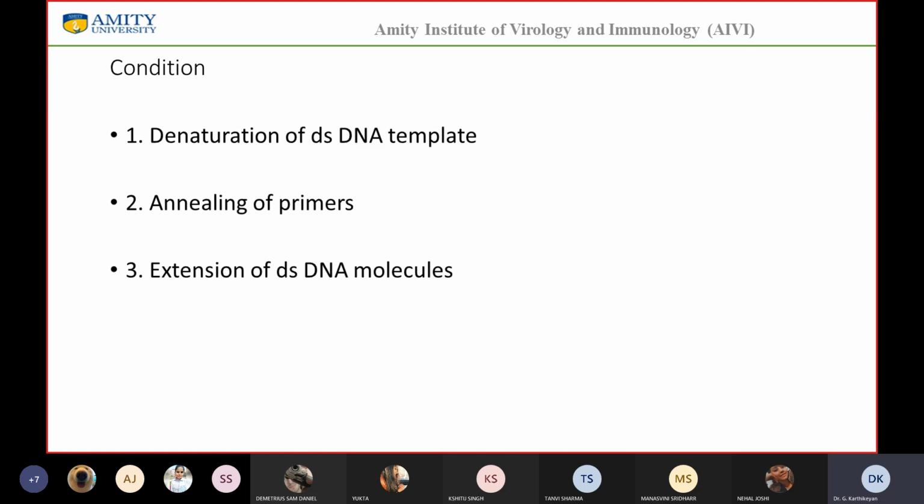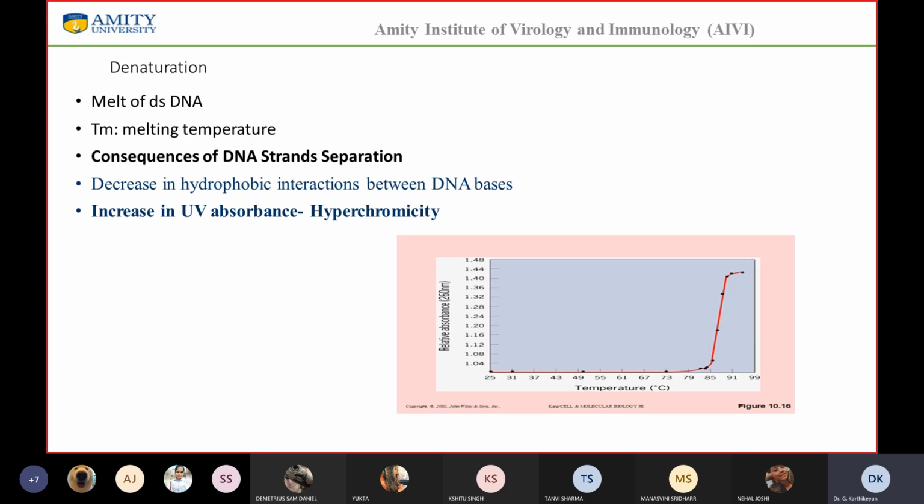So how does it work? It initially starts with denaturation of a double-stranded DNA template, and then you bring down the temperature so that the primers or oligonucleotides can go and anneal to these specific sequences. And then you have extension of the double-stranded DNA molecule. So that is how you end up doing the polymerase chain reaction.